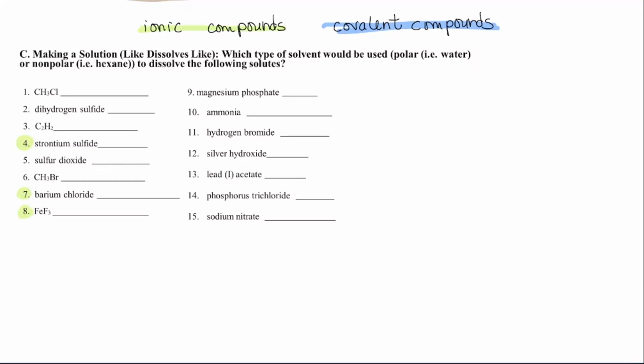So that means that when it comes to the covalent compounds, number 1, number 2, number 3, number 5, number 6, those are covalent compounds, okay? So again, when it comes to 4, 7, and 8, as you can see, some are given in words, some are given as the chemical formula. We can utilize solubility rules to determine if they are soluble in water or not.